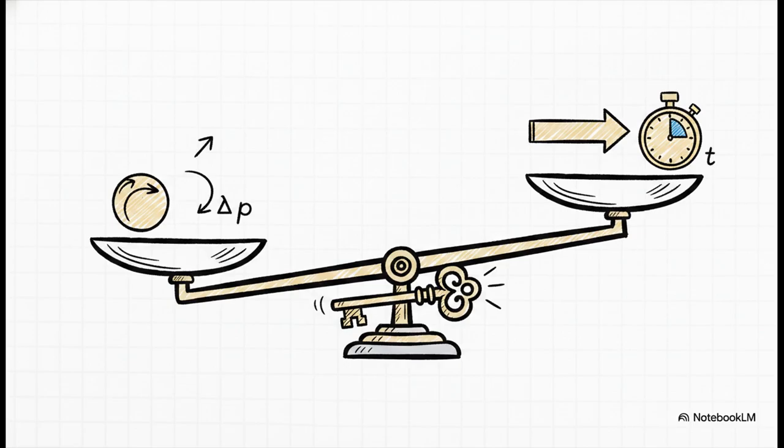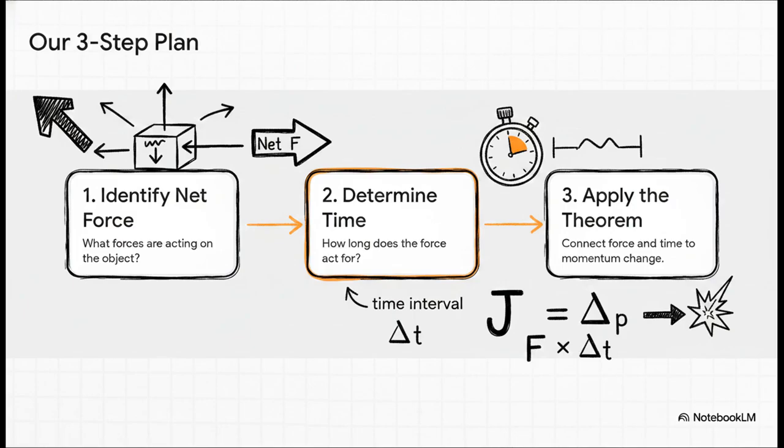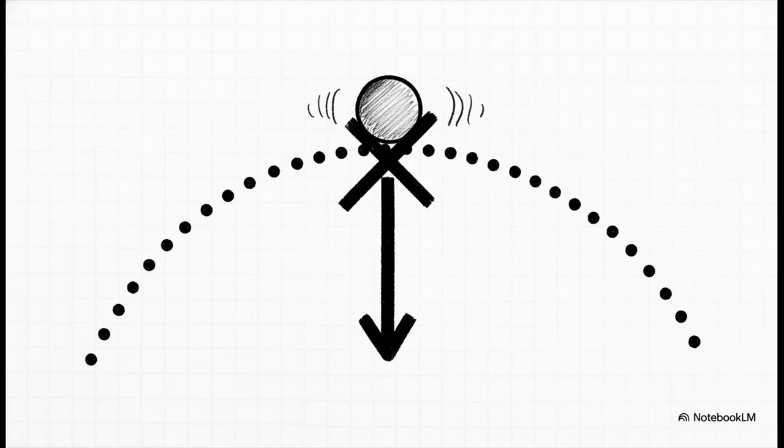This is the key that unlocks everything. Instead of tracking the complicated changes in velocity, all we need to do is find the net force and the time. So let's put this amazing tool to work on the first part of our problem, which asks for that momentum change over the first t seconds of motion. We're going to follow a super simple three-step plan. 1, we'll find the net force. 2, we'll figure out the time interval. And 3, we just plug them straight into our theorem. It's honestly that easy.